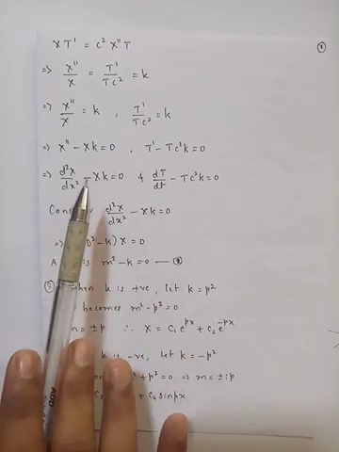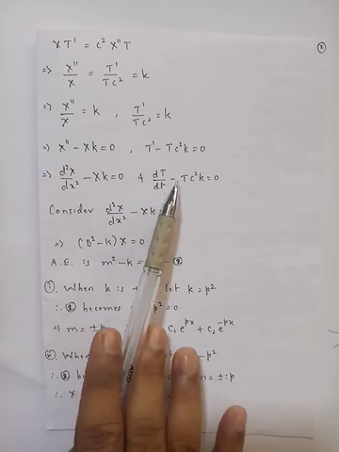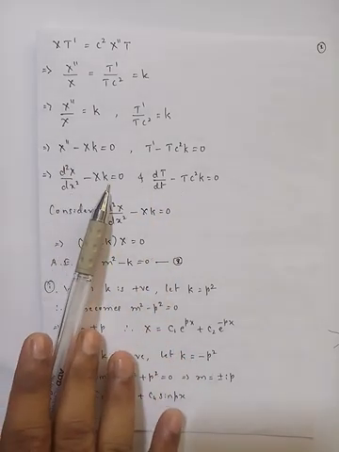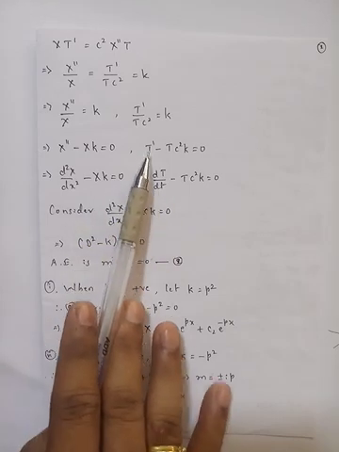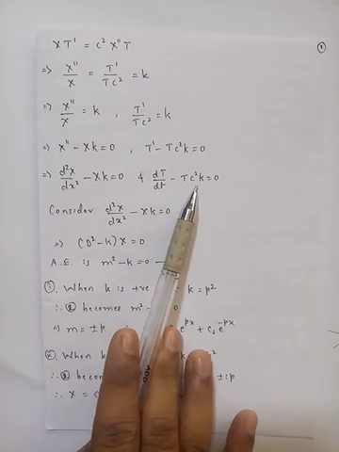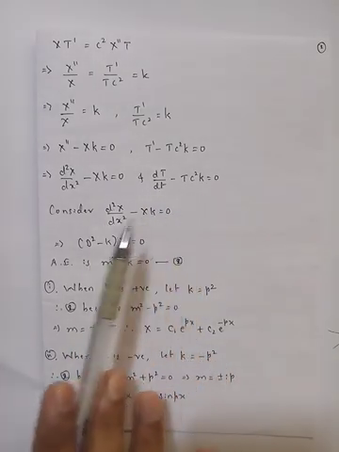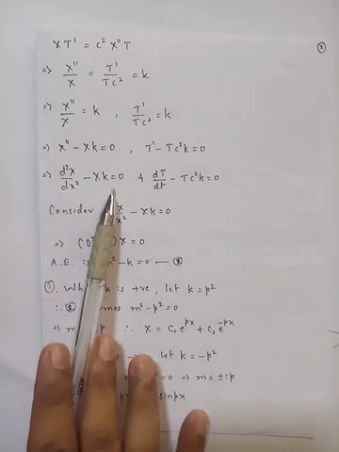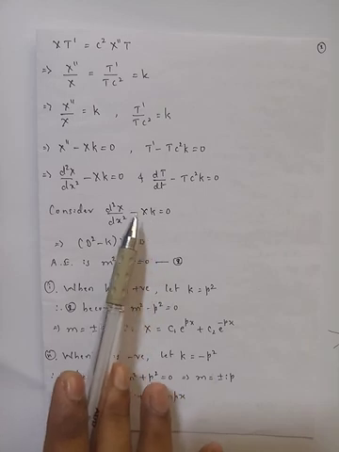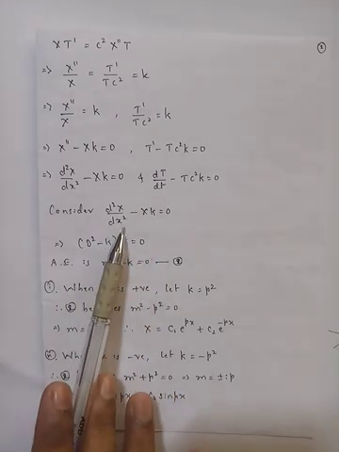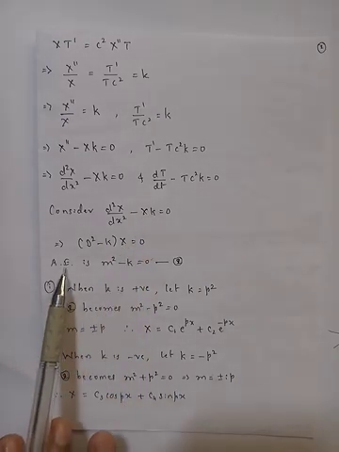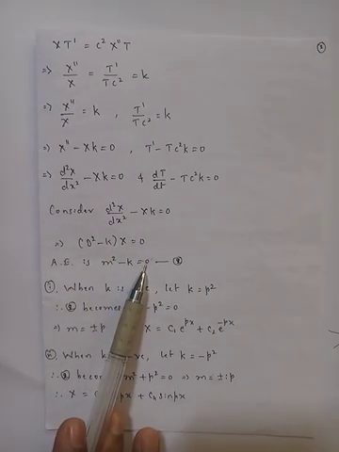So now these are the ordinary differential equations: d²X/dx² minus kX equal to 0, and T', meaning dT/dt minus c² k T equal to 0. So first we consider the first ordinary differential equation and solve it. Writing this in standard form, (D² minus k) X equal to 0, taking capital X as common, the auxiliary equation is m² minus k equal to 0.